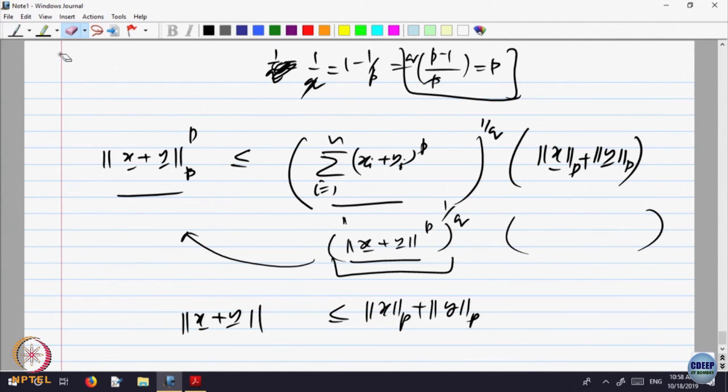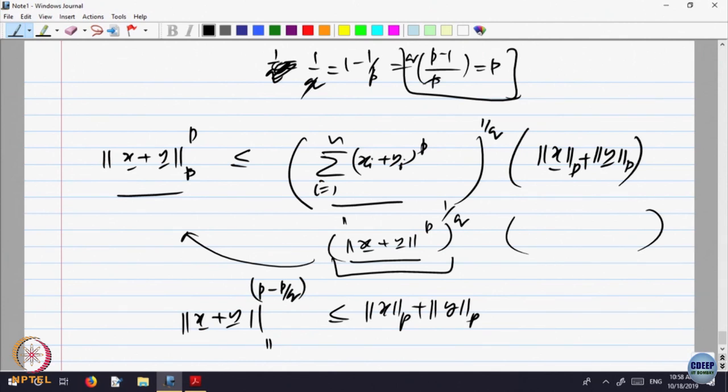Let me write. So, p minus, I will be getting a problem if I do not write it correctly. p minus p by q, right, because this thing is p by q times the norm of x plus y raised to power p by q, and that is power p. So, shift to the other side. And what is this quantity on the left hand side now? What is p minus p by q?